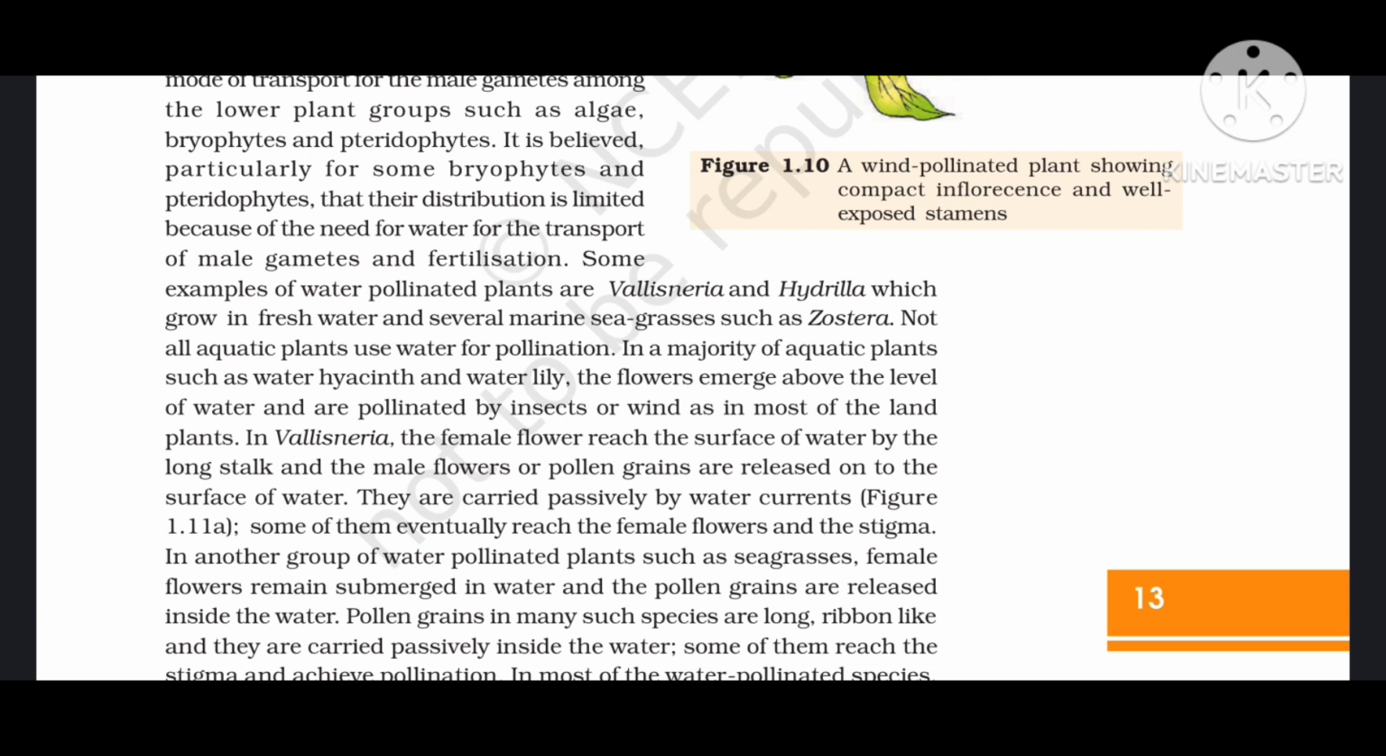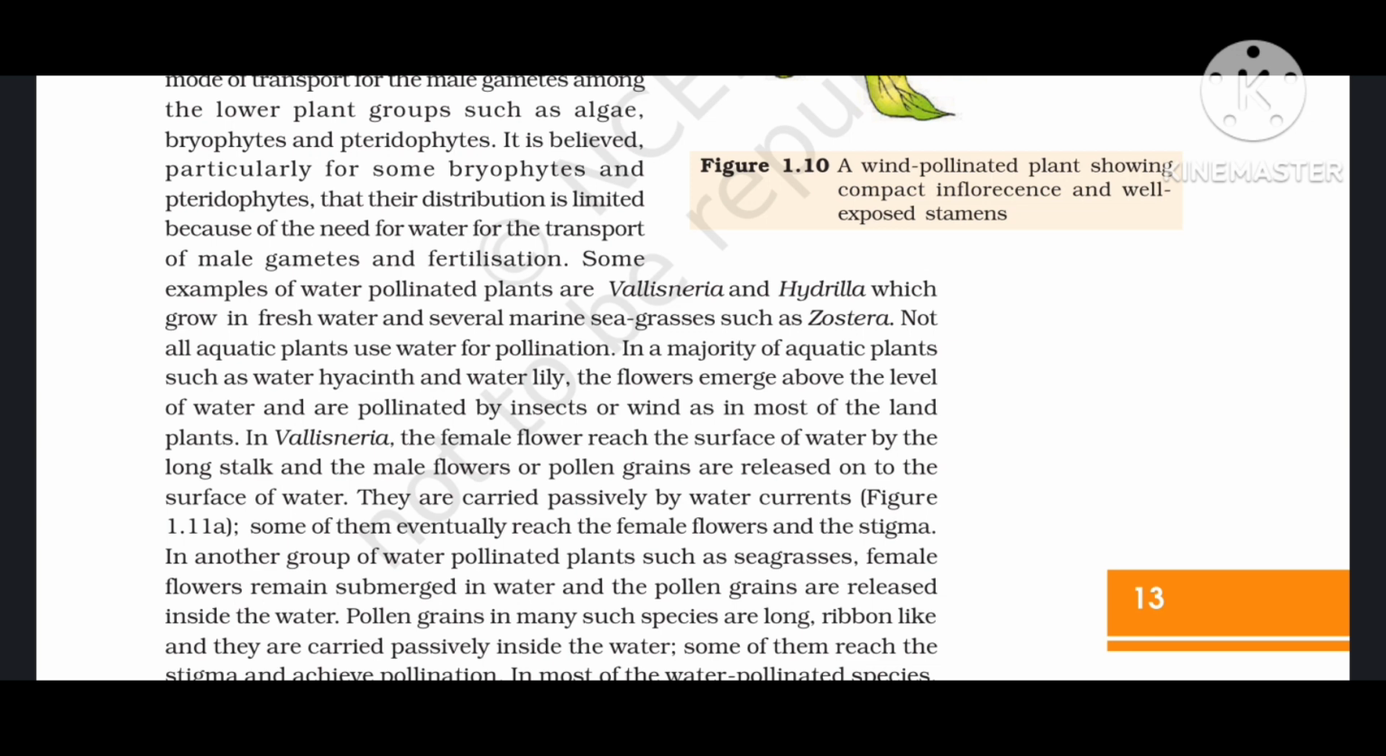Majority of insect pollinated flowers are large, colorful, fragrant and rich in nectar. When the flowers are small, a number of flowers are clustered into an inflorescence to make them conspicuous. Animals are attracted to flowers by color and or fragrance. The flowers pollinated by flies and beetles secrete foul odors to attract these animals.